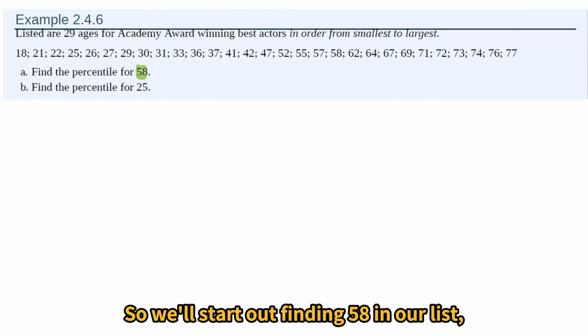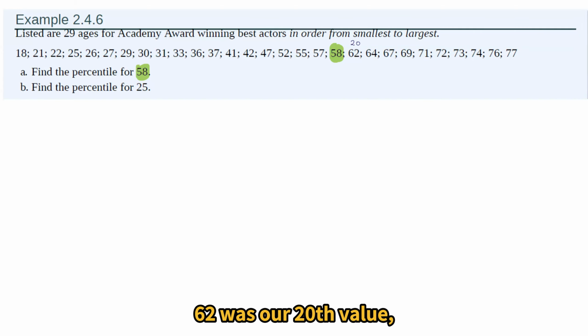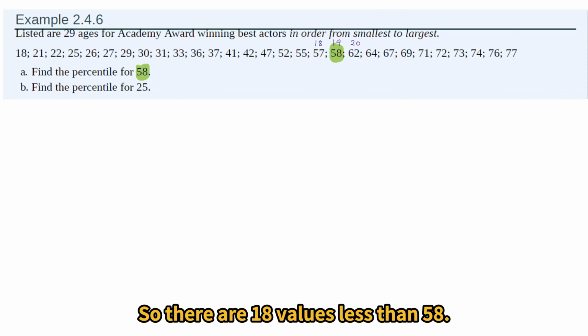So we'll start out finding 58 in our list, and then we need to count how many numbers are below 58. 62 was our 20th value, which makes 58 our 19th, and makes 57 our 18th. So there are 18 values less than 58.